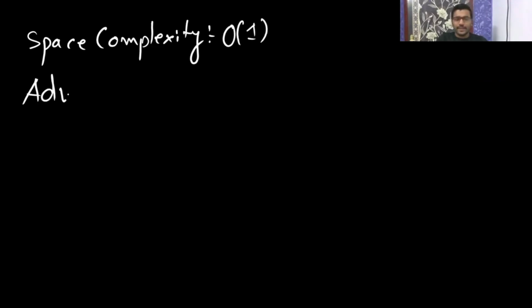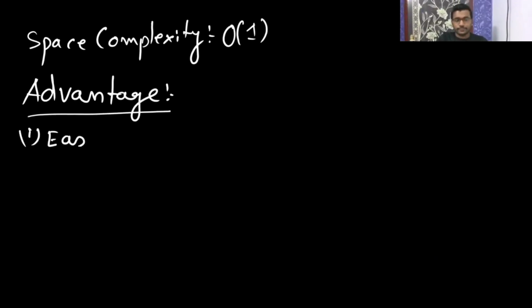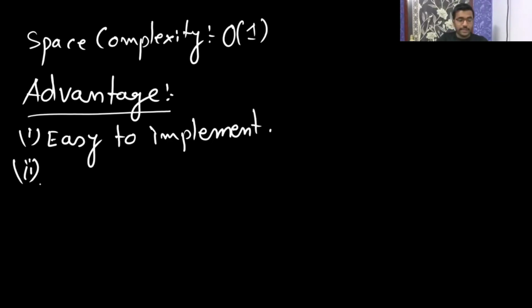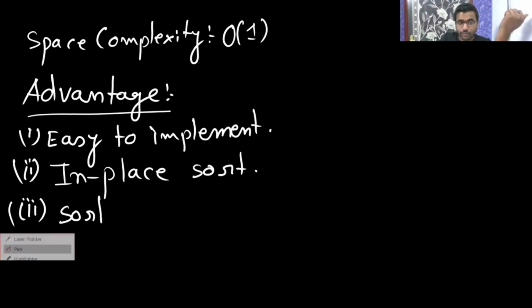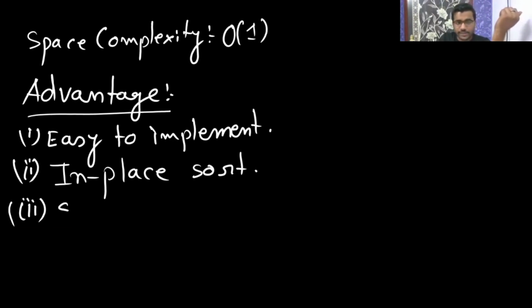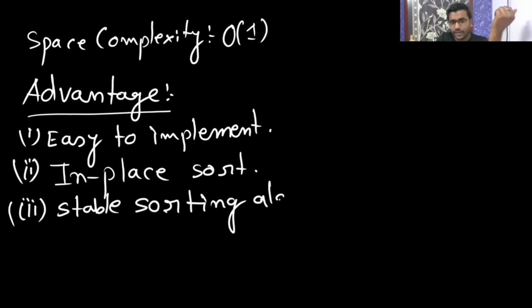So the advantage is that it is easy to implement. It is an in-place sort, because space complexity is big O of 1. Then it is even stable sorting. It will maintain the relative position, because you always take the minimum and place it in the correct position, so it maintains relative position. It is a stable sorting algorithm.